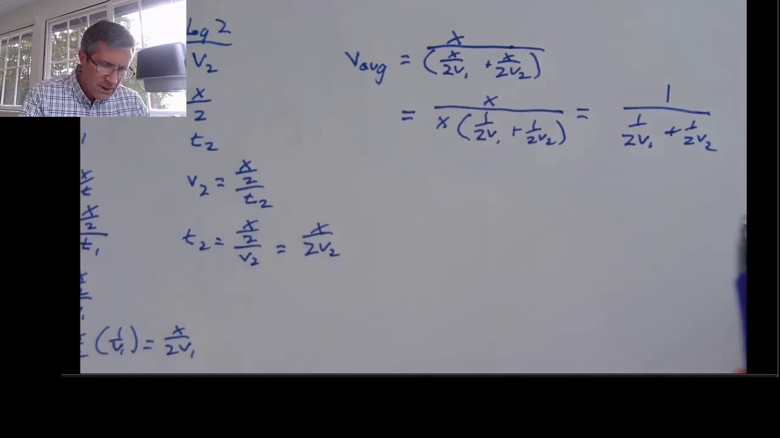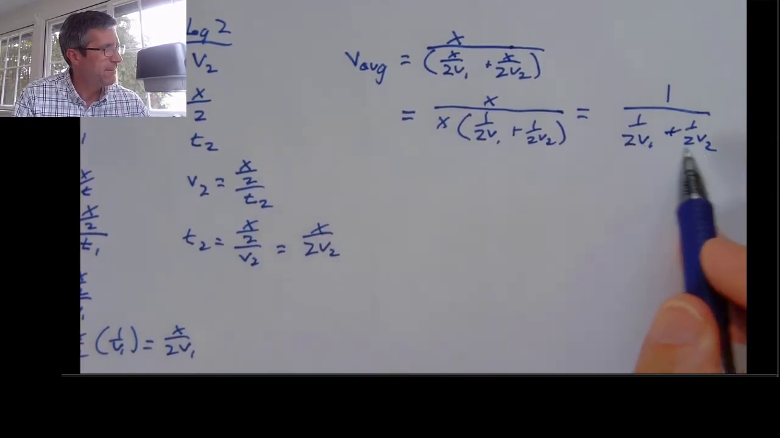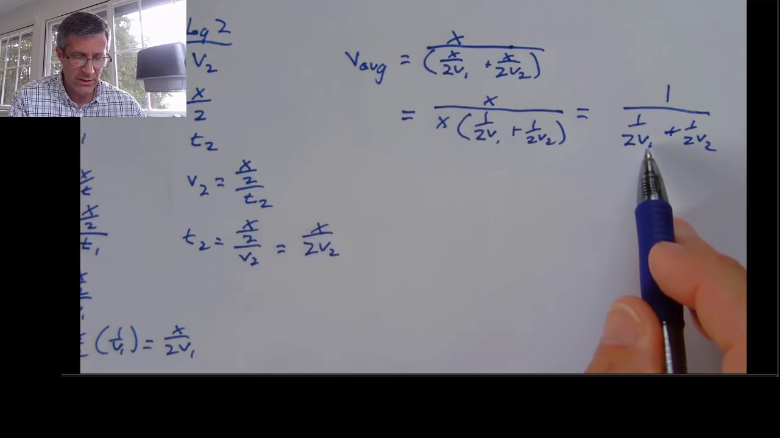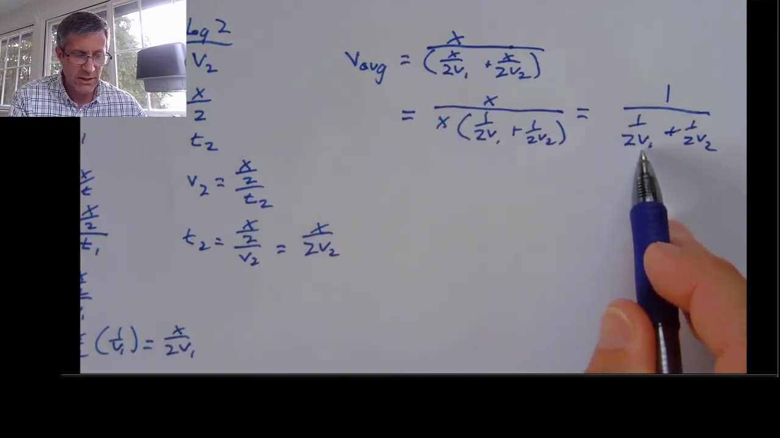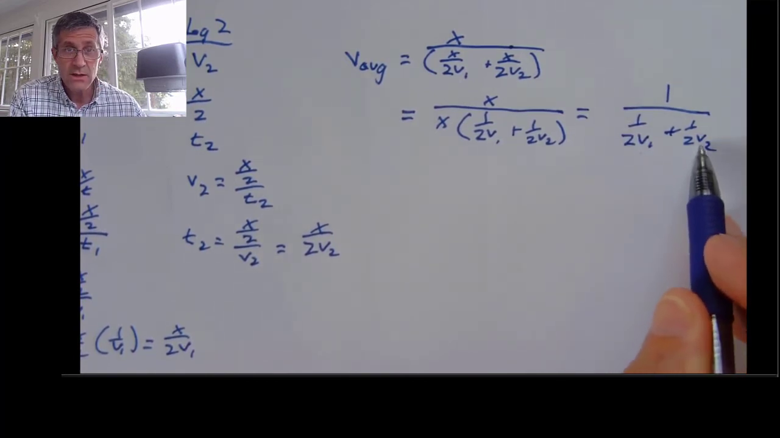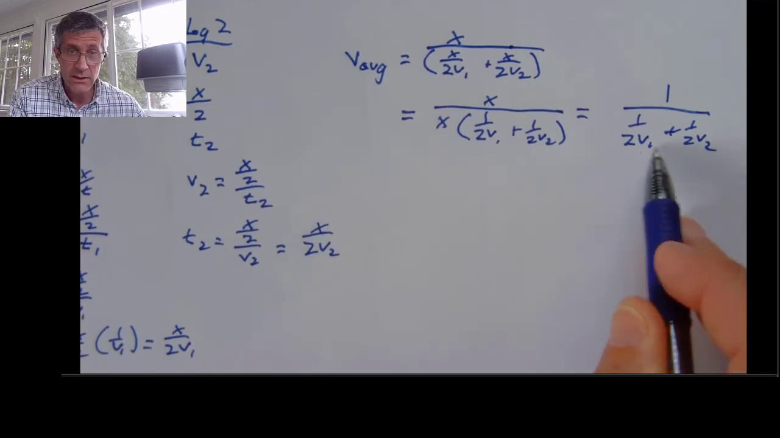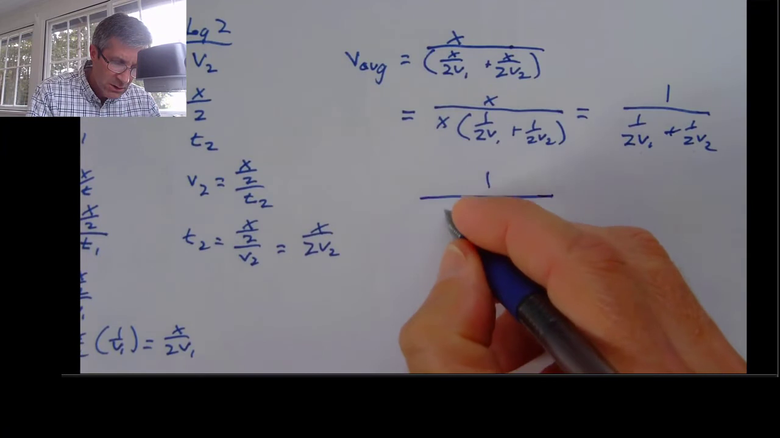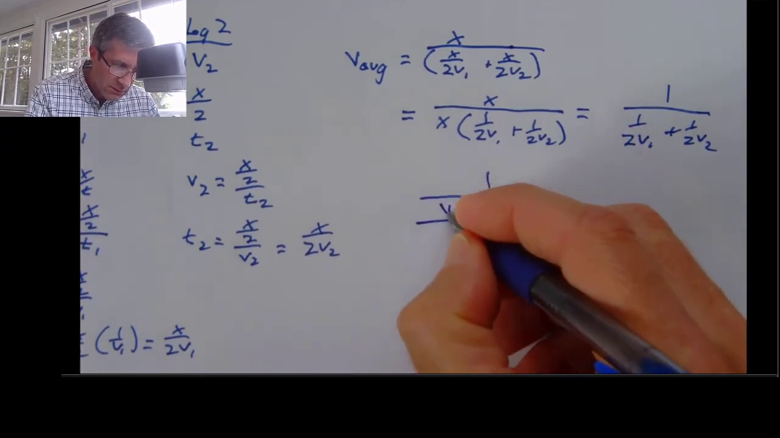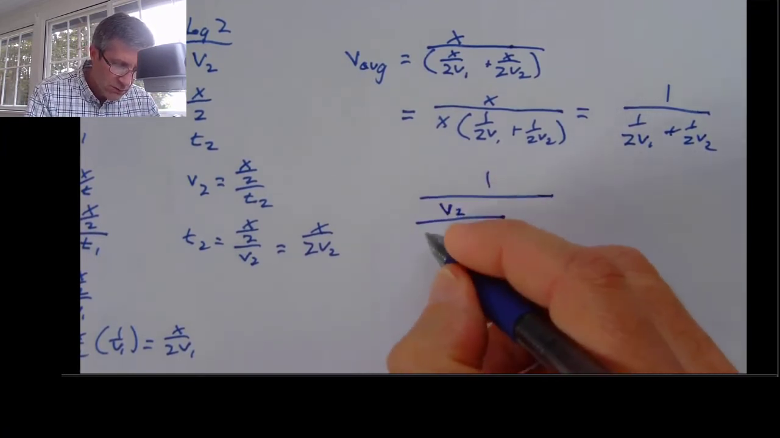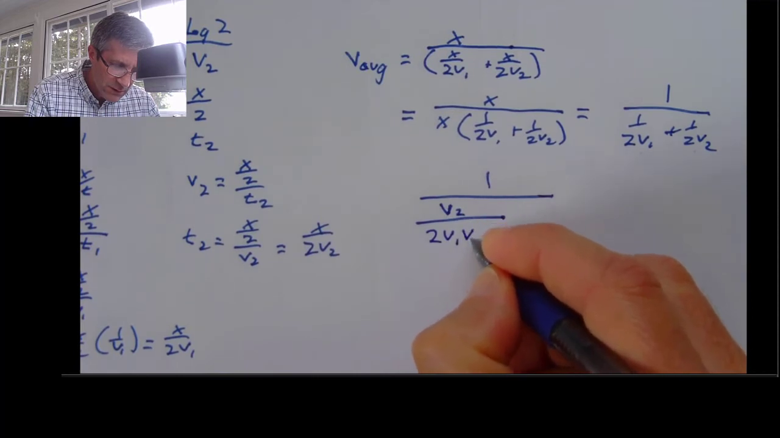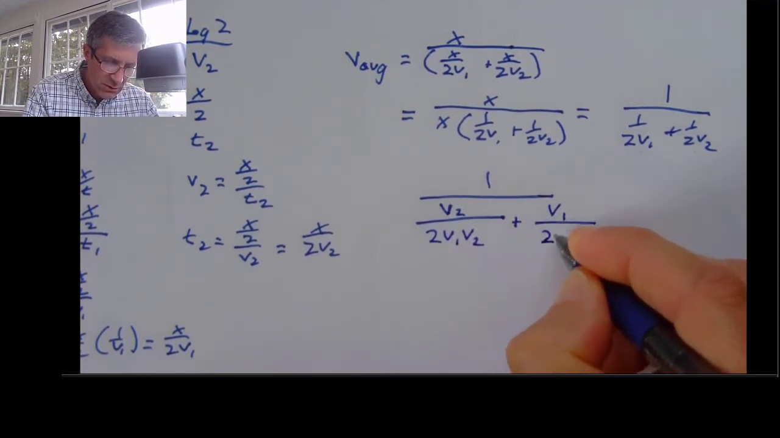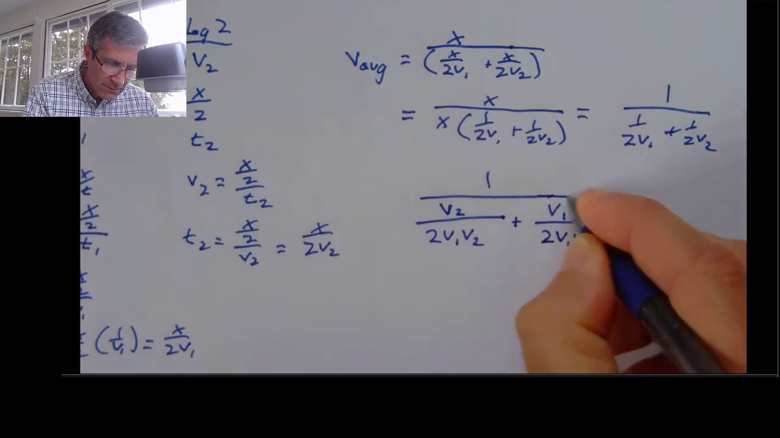Here I can't just add these together, so I have to get a common denominator. I'm going to multiply this side by V2 top and bottom, and this side by V1 top and bottom, and then I'll end up with a common denominator. So when I do that, I'll end up with 1 over V2 over 2 V1 V2 plus V1 over 2 V1 V2.